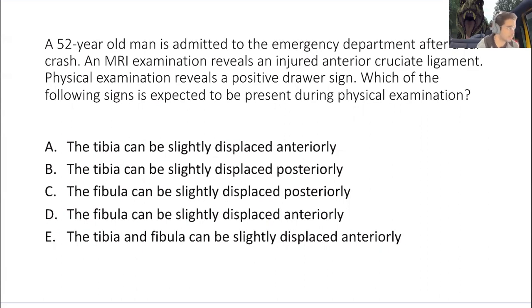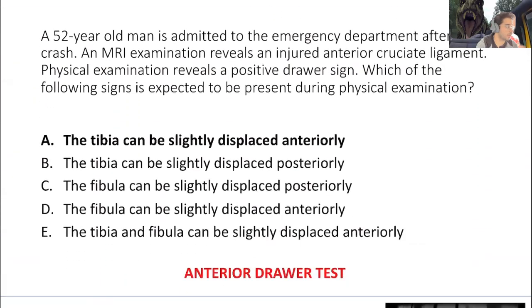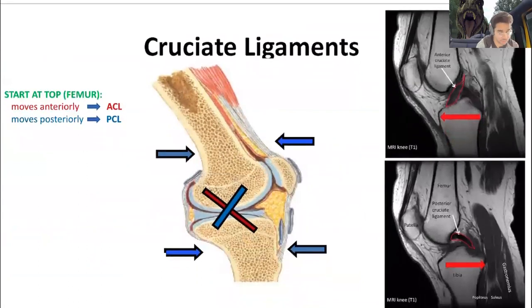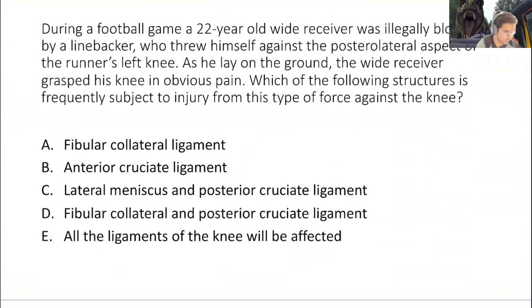Perfect. Exactly. This is the anterior drawer test. So the tibia can be placed slightly more anteriorly due to the fact that there's an ACL tear, right? Anterior drawer test, you've got to know it cold. You will get images like this, okay? They won't label it. They won't show anything other than the fact that this line is disrupted. And that's how you tell if there's an ACL tear versus a PCL tear, okay? Keep this in mind. This is really important. Make sure you have this down cold, okay? Let's do this question.